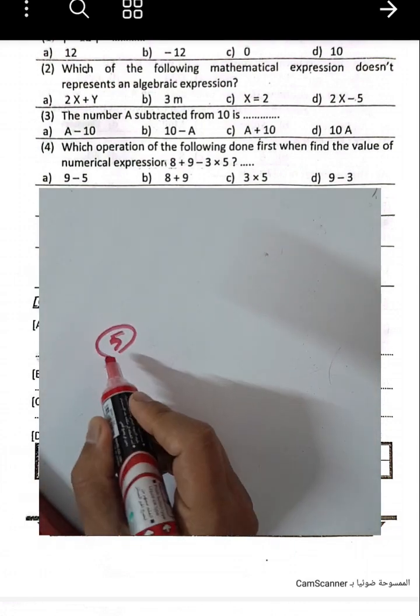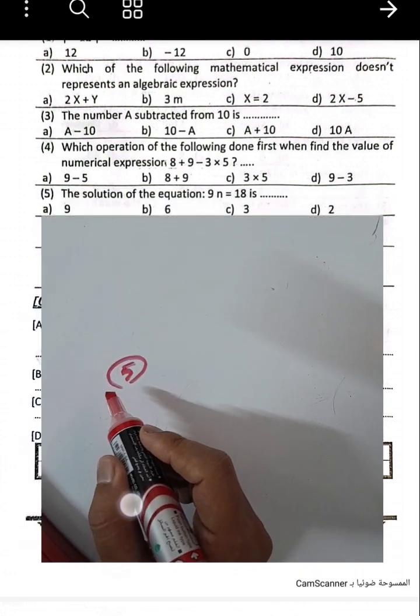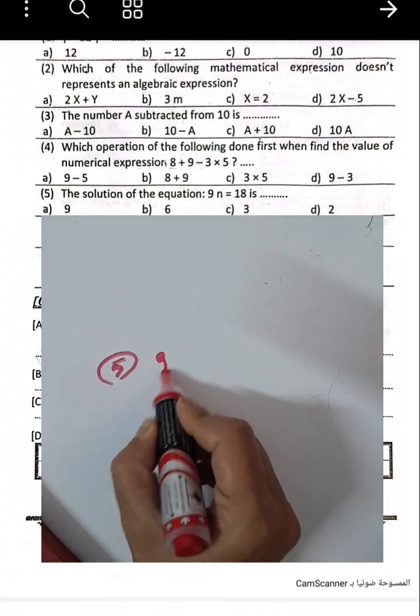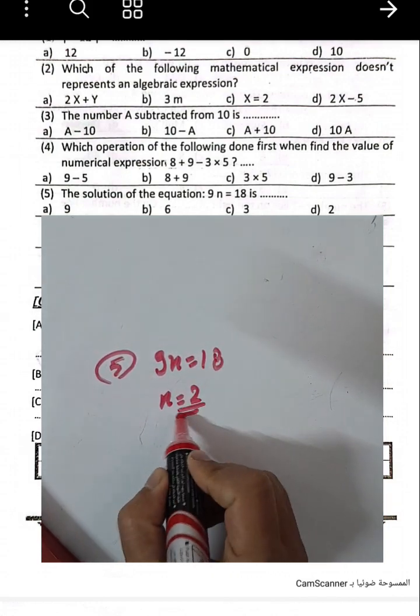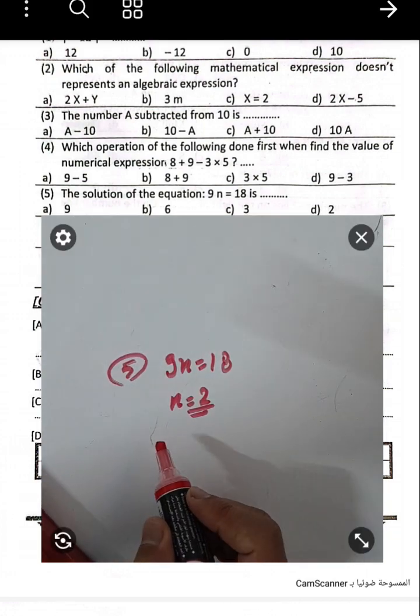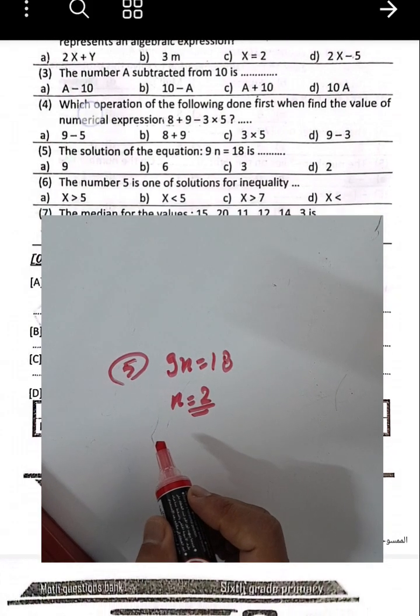Question number 5. The solution of the equation 9n equal 18: we can divide by 9. 18 divided by 9 will be 2. Then n will be 2. Next question, number 6.